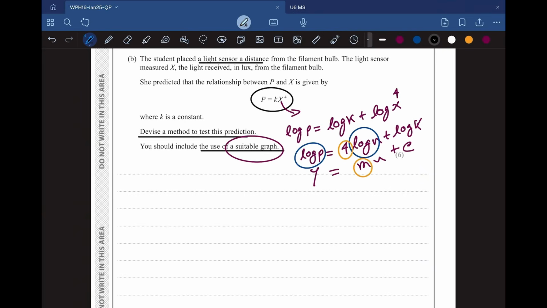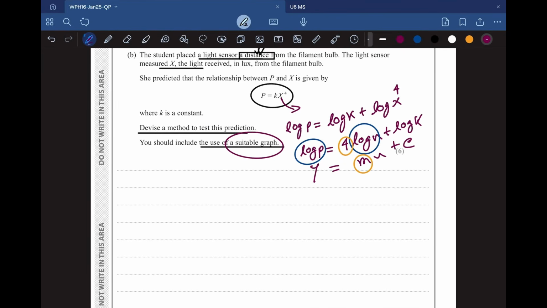Now to devise the method, we will have to make sure of one thing. The distance between the filament bulb and the light sensor should be kept constant. The reason behind keeping the distance constant is because this P basically means the power input, and this x is my intensity.